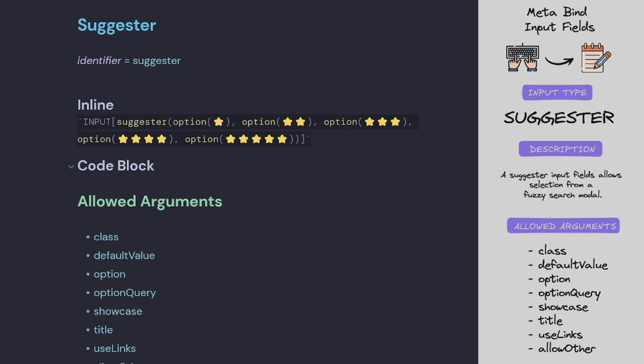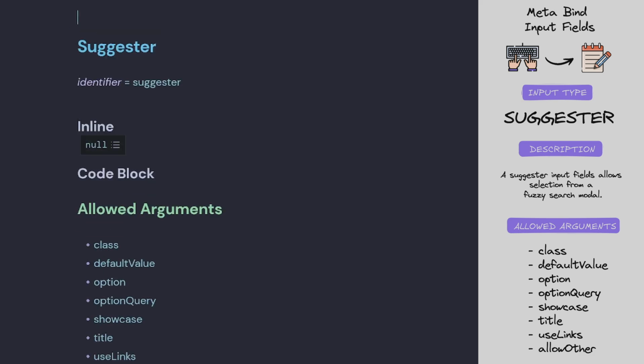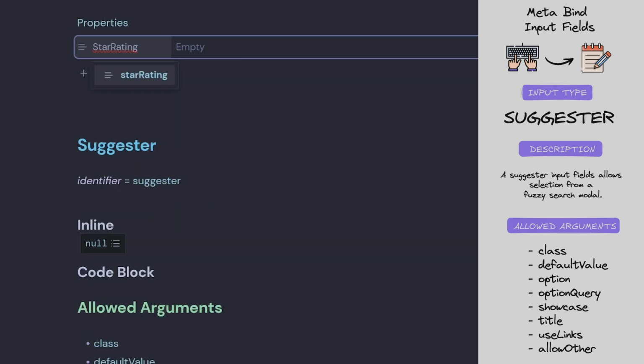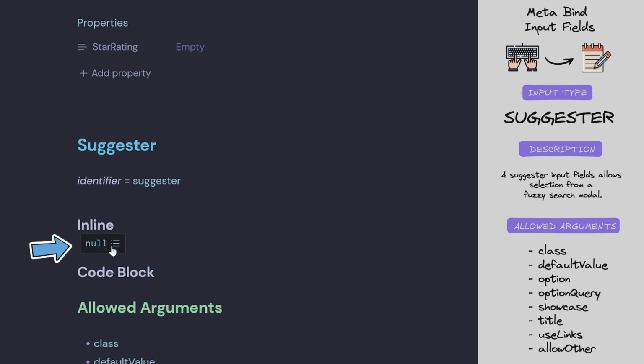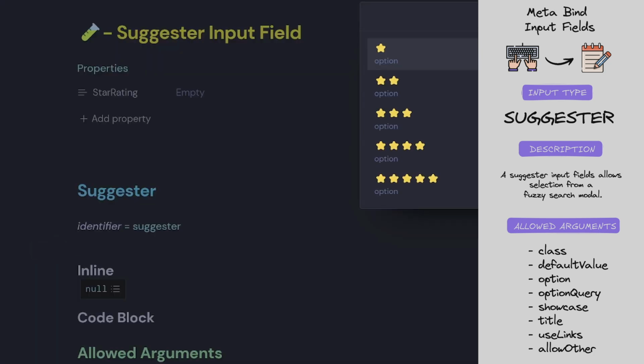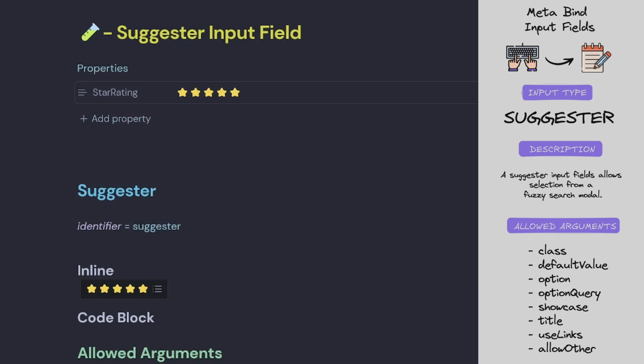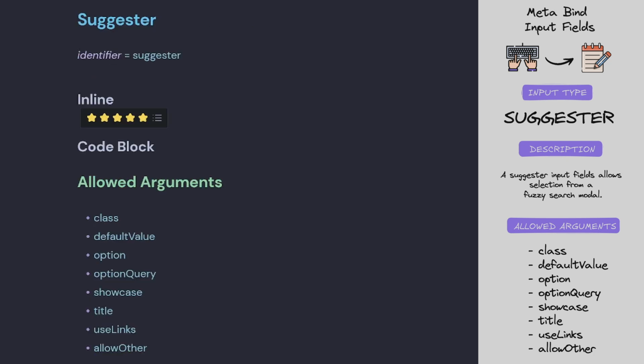I need to bind it to a YAML property. So I'll call this one star rating, and then I'll add my YAML property at the top called star rating. So you can see now I have null, and if I click, it gives me the 5 options. And if I select 5 star, it sets my star rating. So we know that one is working. So that's our basic suggester.